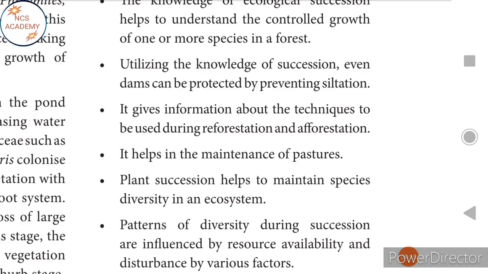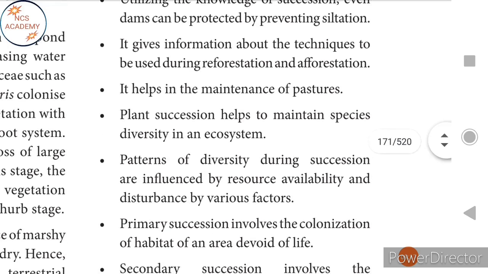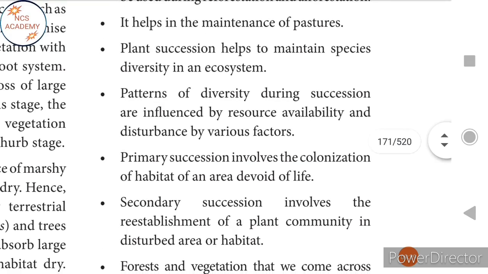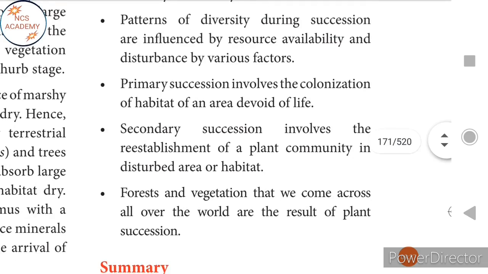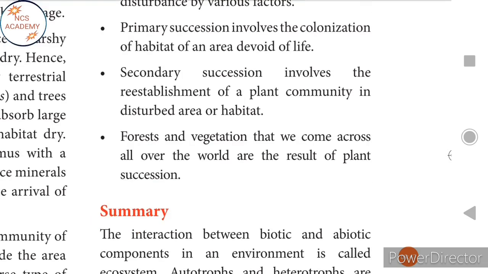Plant succession helps to maintain species diversity in an ecosystem. Next, patterns of diversity during succession are influenced by resource availability and disturbance by various factors. Primary succession is involved in the colonization of a habitat of an area devoid of life. Secondary succession is involved in the re-establishment of a plant community in a disturbed area or habitat. Forests and vegetation found all over the world are the result of plant succession. These are some important significance of plant succession.